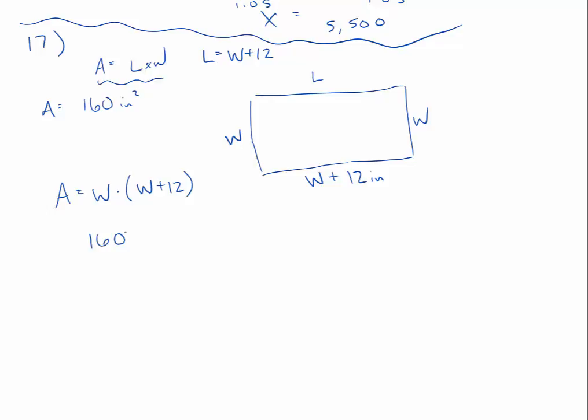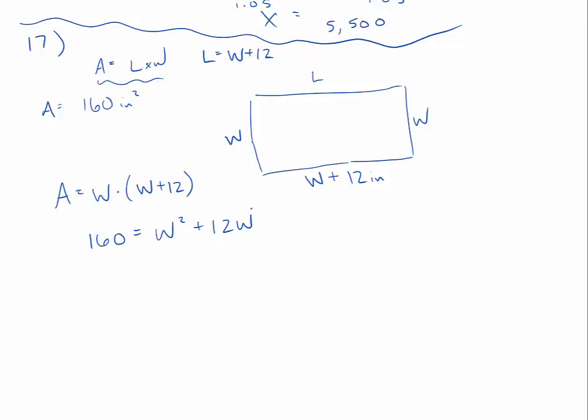So I have 160 equals, and then if I factor that W through, I get W squared plus 12W. And I haven't gone over this yet. I think it might be the next video or the video after, but we're going to have to factor this. And by factor, I mean not just pulling out the biggest common term. That kind of factoring we're going to go over in the next few videos.